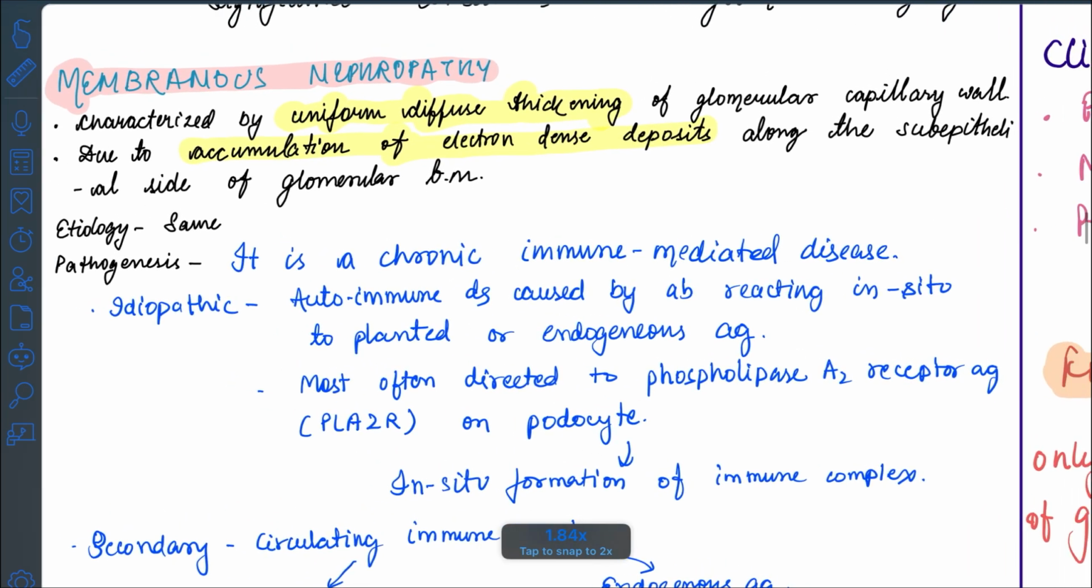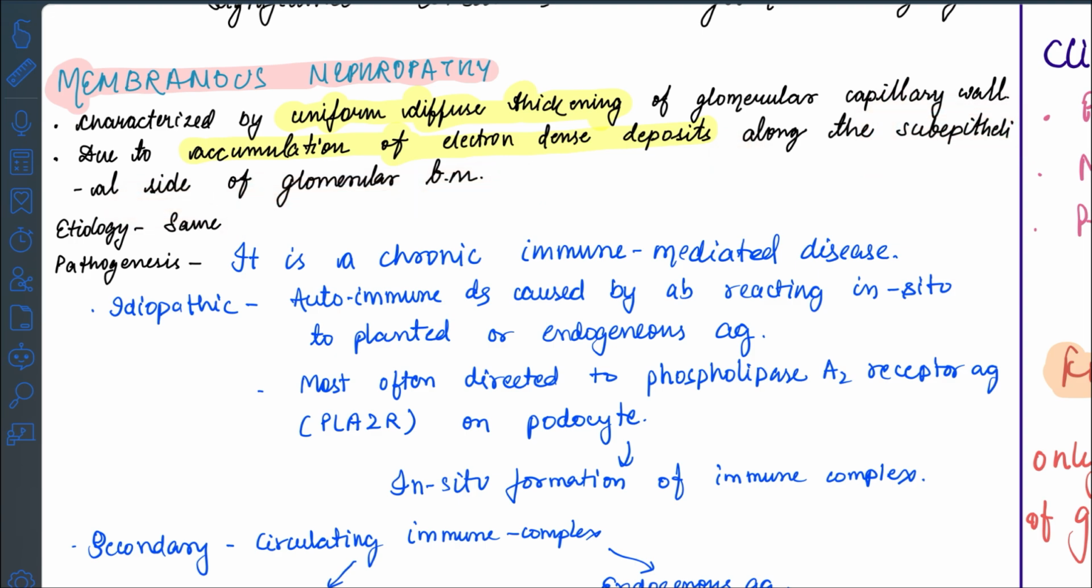Moving to the third disease, that is membranous nephropathy. It is characterized by uniform diffuse thickening of glomerular capillary wall, which is due to accumulation of electron dense deposit along the subepithelial side of glomerular basement membrane. यहाँ पे भी thickening हो रहा है glomerular capillary walls का, जो कि mostly associated होता है with accumulation of electron dense deposit. And important point here to note is that it is along the subepithelial side of glomerular basement membrane.